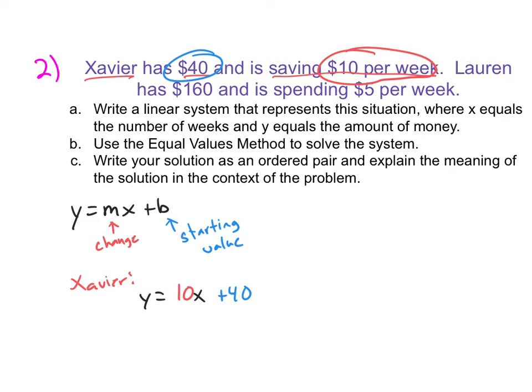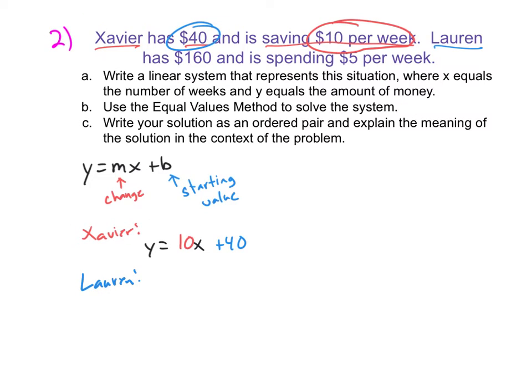Now pause the video again, and why don't you try writing Lauren's equation this time. Okay, so Lauren's equation is going to look much the same. y equals whatever my change is, m. Well, Lauren is spending $5 per week, so it's going to feel like we should say 5x. But remember, she's spending, so that should be a negative 5 because she's losing $5 per week. And I shouldn't say a negative 5x, it's a negative 5. x is the number of weeks. So m is just the number, it's never the x.